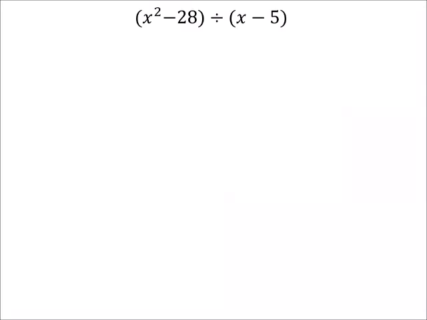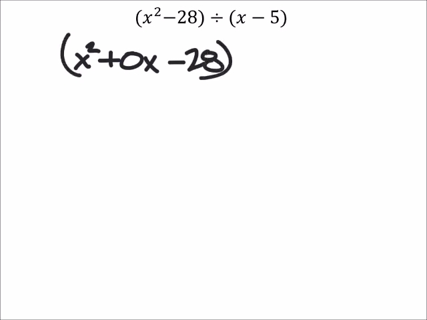So here's the nice thing about this one: it is different, but it's also very similar to the ones we've been doing. So we have that x squared, but then there's no x's, right? For some of you, it may be helpful to write this as x squared plus 0x minus 28. And then we'll divide that by the x minus 5. So, using our synthetic division, what goes in the box here?